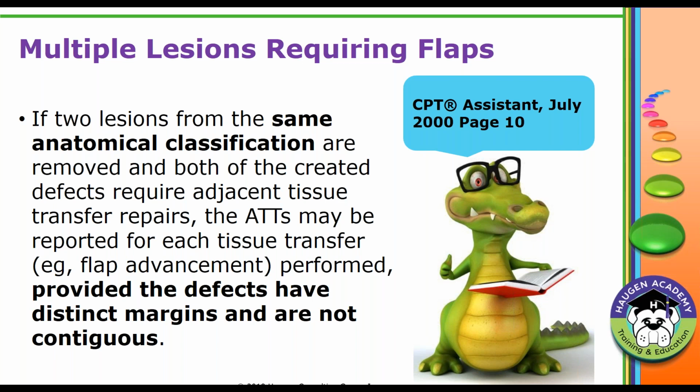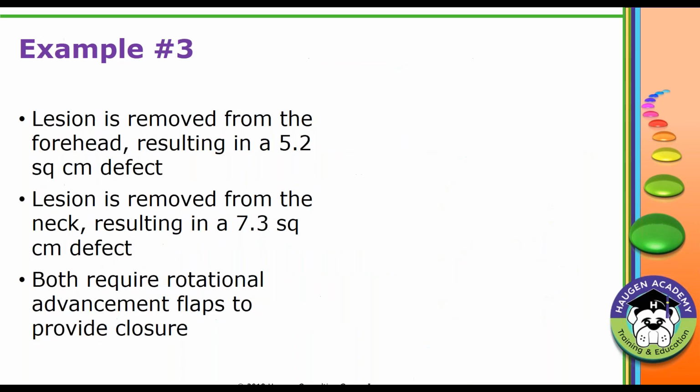So if it's contiguous, it's not going to be considered two lesions, it's going to be considered just one lesion. So be careful that, if you have providers doing this, they are getting that documentation in there so that you can tell that they have distinct margins, so that way you can code both of them. So let's look at another example.